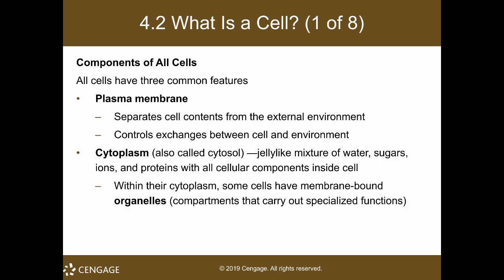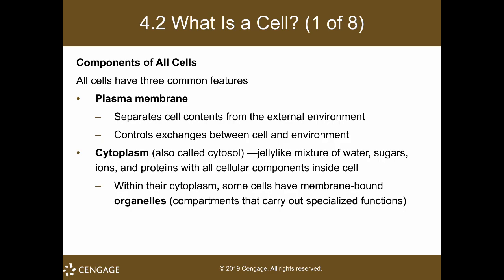One good way to identify a cell is to name its components. So what are these components that are common to all types of cells? The cell must have a plasma membrane. It's the membrane that separates the contents of the cell, the interior environment, from the exterior environment. It has a very special function because if this plasma membrane is broken, the cell literally dies. The plasma membrane also controls the exchange between the cell and the environment, so that the interior of the cell will have a different concentration of solutes compared to the outside.